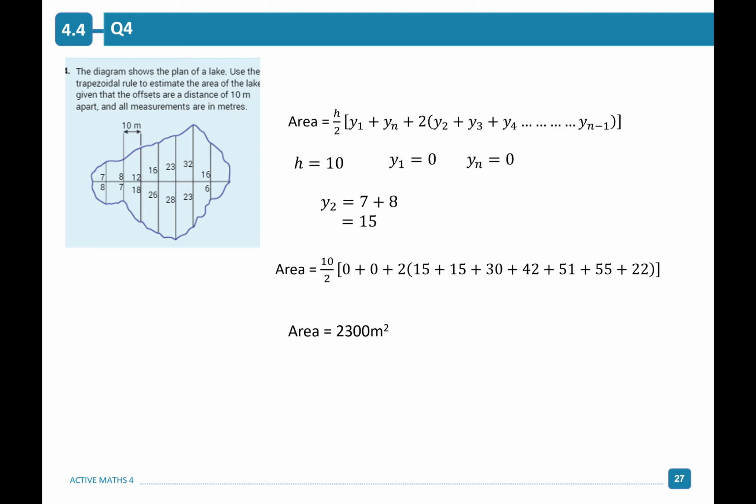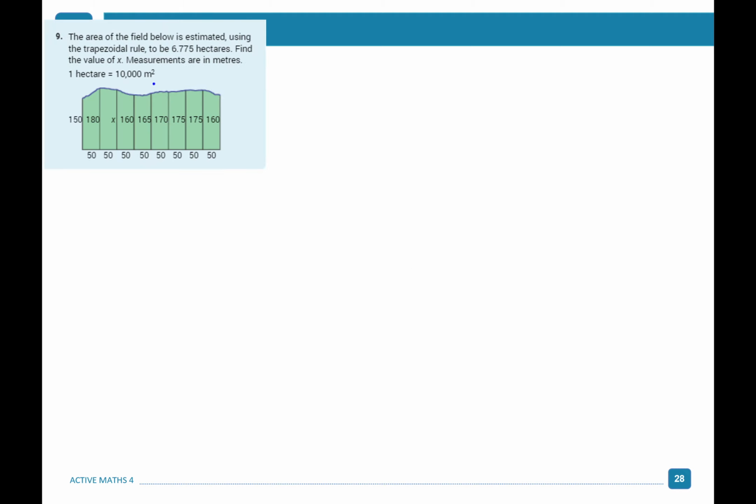Okay, let's have a look at one more example. This is exercise 4.4, question 9. This question is slightly different. We are told that the area of the fields below is estimated using the trapezoidal rule.